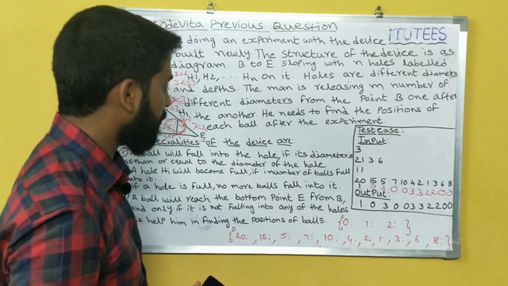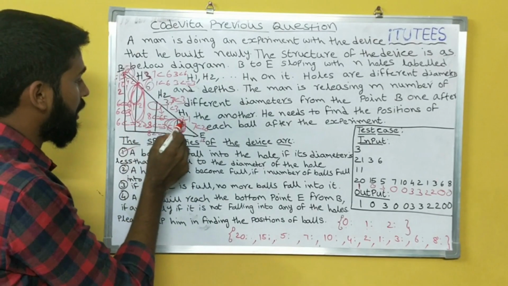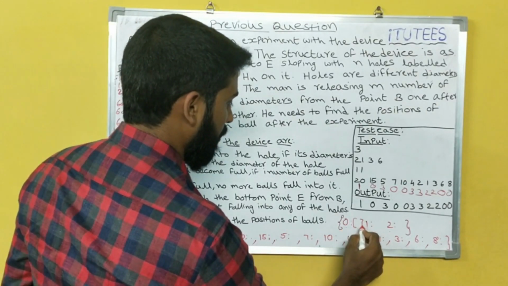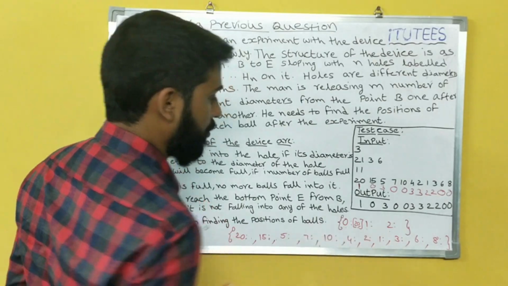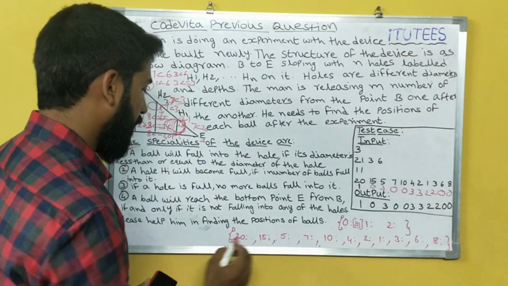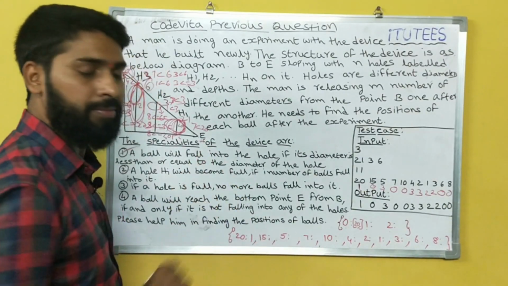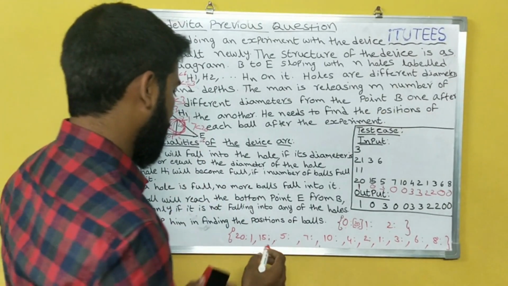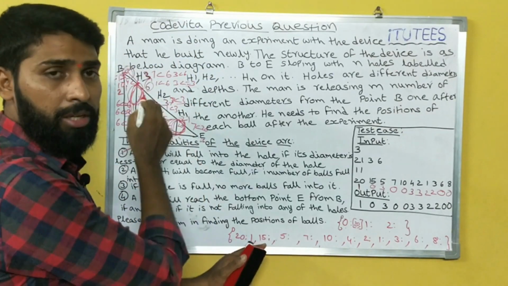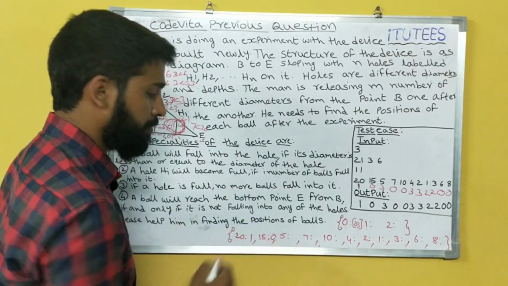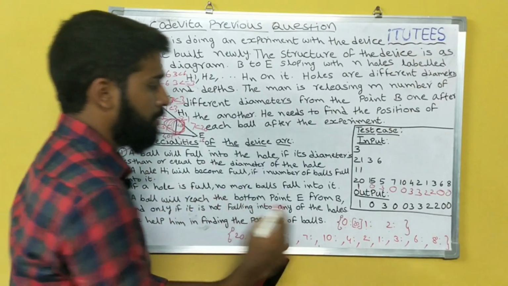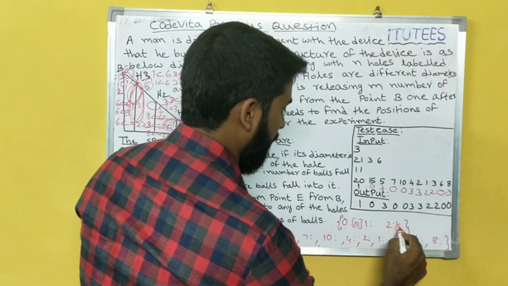How? If the ball is falling in the H1, then it is filled with which ball? The 20 diameter ball is falling first. And it is 20 is 1. And next 15. So 15 does not fall in any hole. So it is 0. Next 5. So 5 falls in third hole. So it is 5.